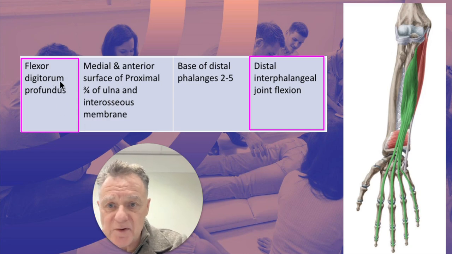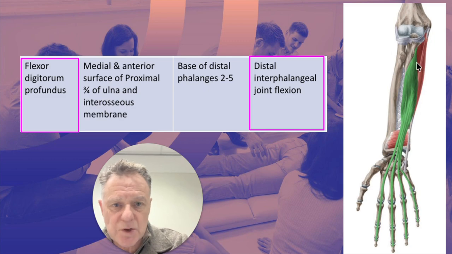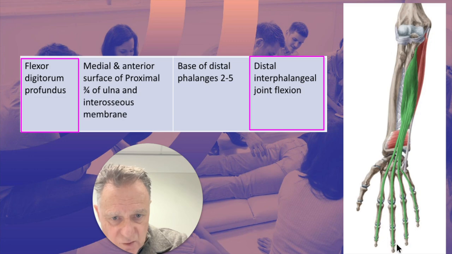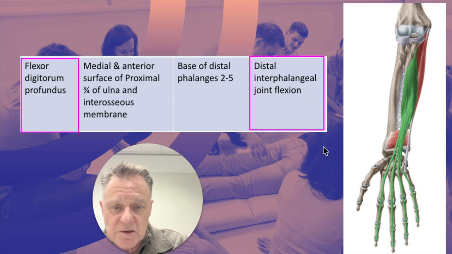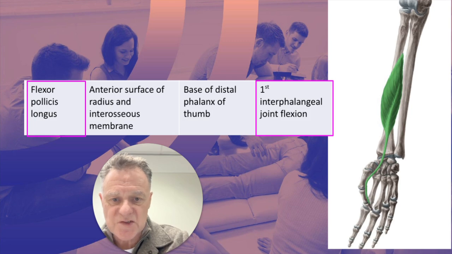Flexor digitorum profundus, medial and anterior surface of the proximal 3/4 of the ulna. So again, radius here, ulna here, proximal 3/4 of the ulna, into the base of the distal phalanges, so 2, 3, 4, and 5, and so it's going to flex the phalanges. It'll also be a weak wrist flexor because it does cross the wrist.